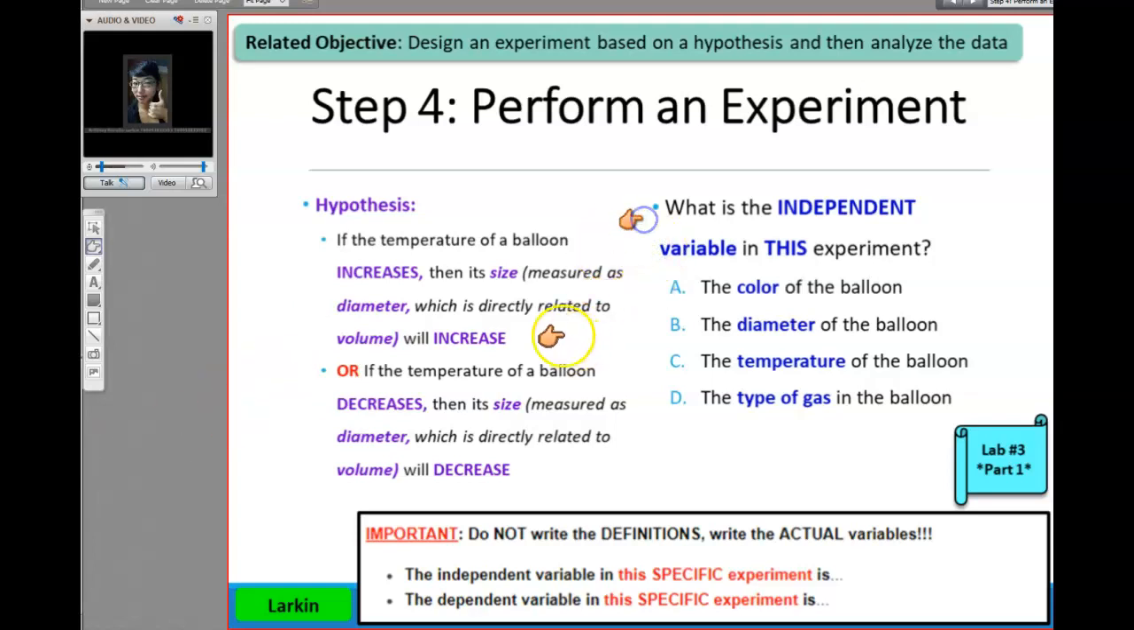Cool. So in that case, what is the independent variable in this experiment? What are we starting with?